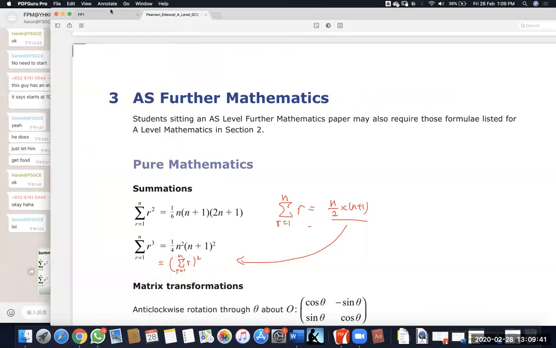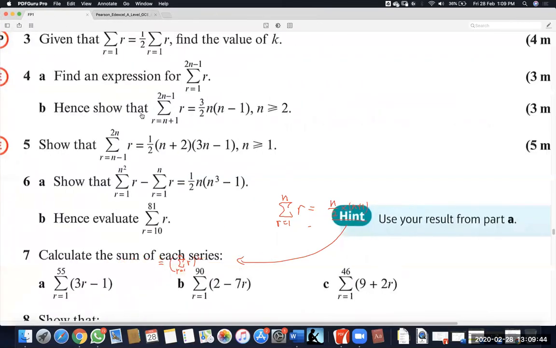So then let's have a look at these questions. For question 5, it's not starting from r equal to 1. So what we can do is start from r equal to 1 to 2n, and then minus starting from r equal to 1 to n. So what? Just n. Minus 1? No. It's n plus 1 minus 1, so it's just n. Yeah, it's n minus 2. n minus 2. Oh, wait, what?